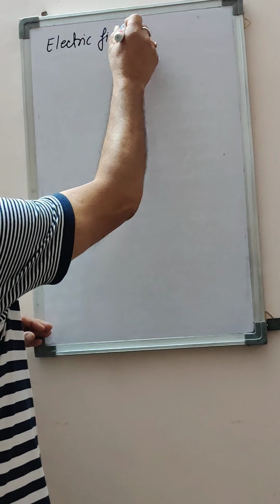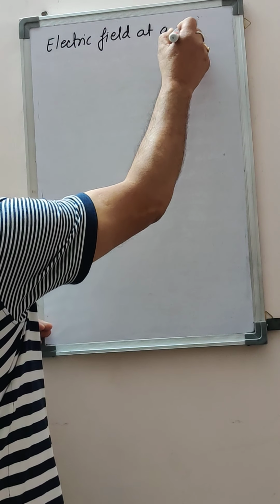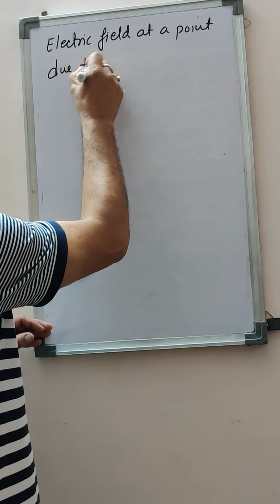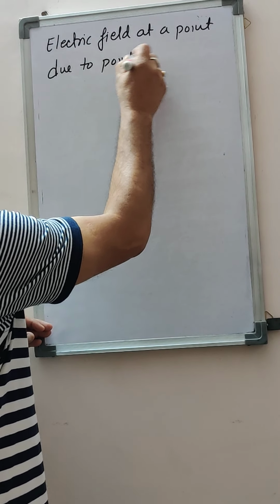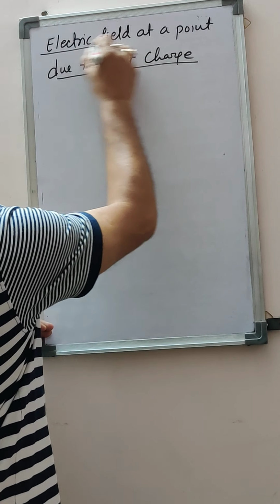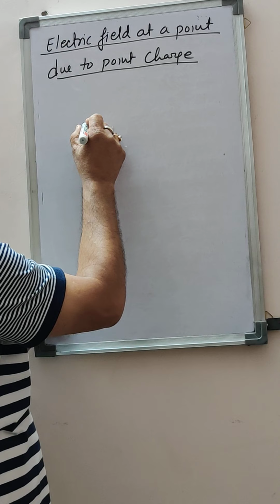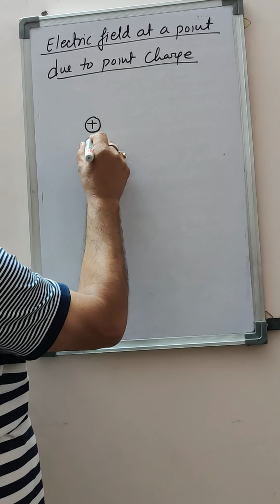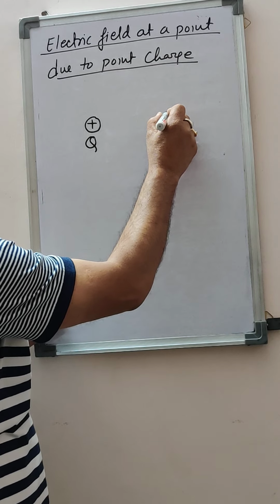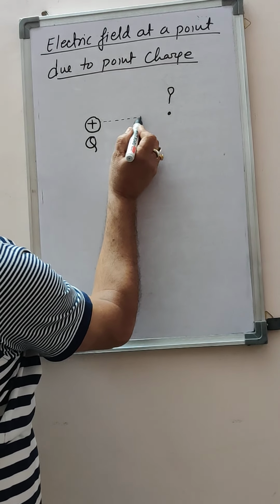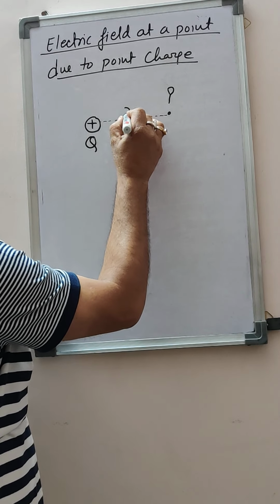Electric field at a point due to a point charge. You have to find the electric field due to charge Q at point P. The point P is at a distance r from the charge.